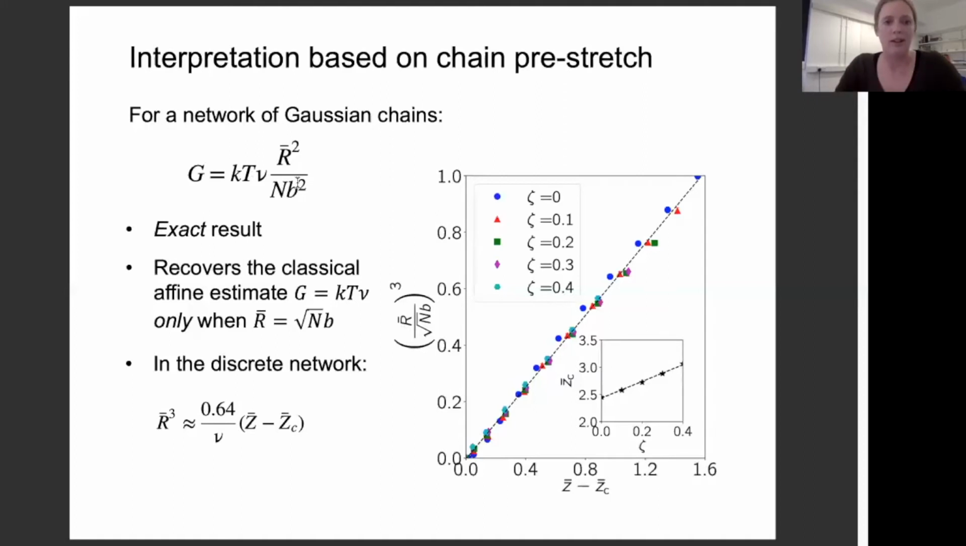So all this lengthy discussion is to highlight the fact that in these networks, which are formed by assembling well-defined molecules in solution, we don't think that an affine estimate is necessarily appropriate. We think that the pre-stretch is important and needs to be taken into account if you want to capture the effect of topology on the modulus.